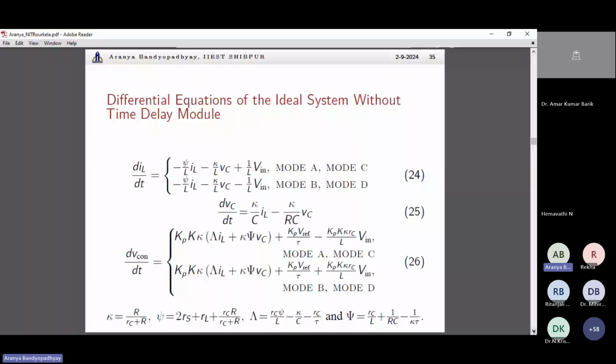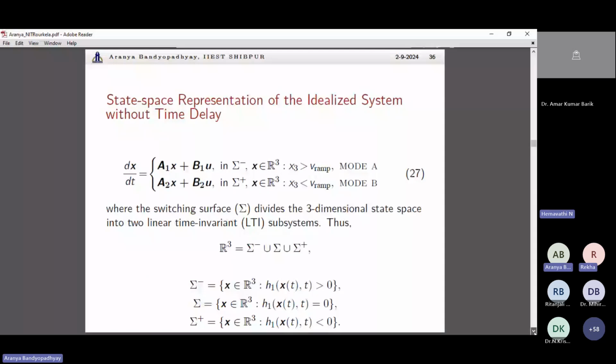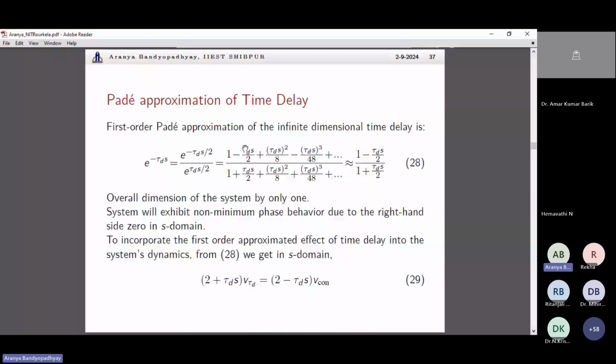This is how the differential equation of the ideal system without time delay module could look. Note that this is a third order system. And we will make a Pade approximation of the inherent time delay module, the infinite dimensional module, into a single dimensional module. This approximation can readily be found in the book of K. Ogata, where our overall dimension of the system will increase by only one.